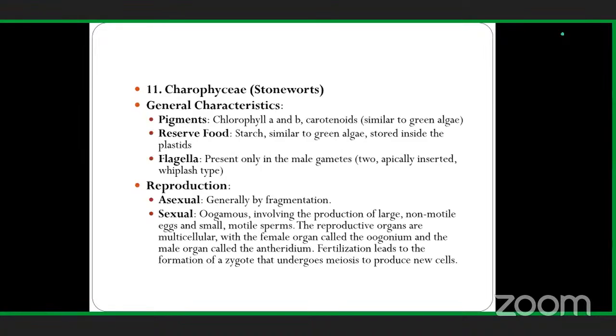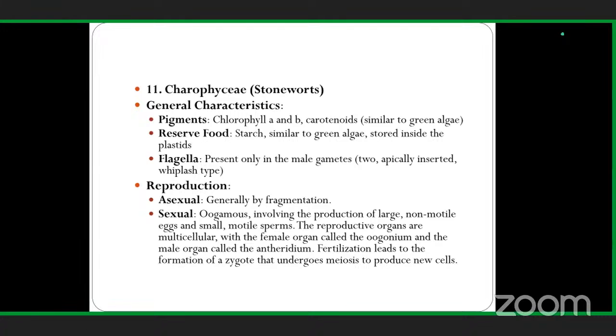And the last class is the Charophyceae, also known as stoneworts. General composition: pigmentation is chlorophyll a and b. Carotenoids are present, similar to green algae, that is lutein and beta carotene. Reserve food is starch, similar to green algae, stored inside the plastids. So here also you will find reserve food starch.